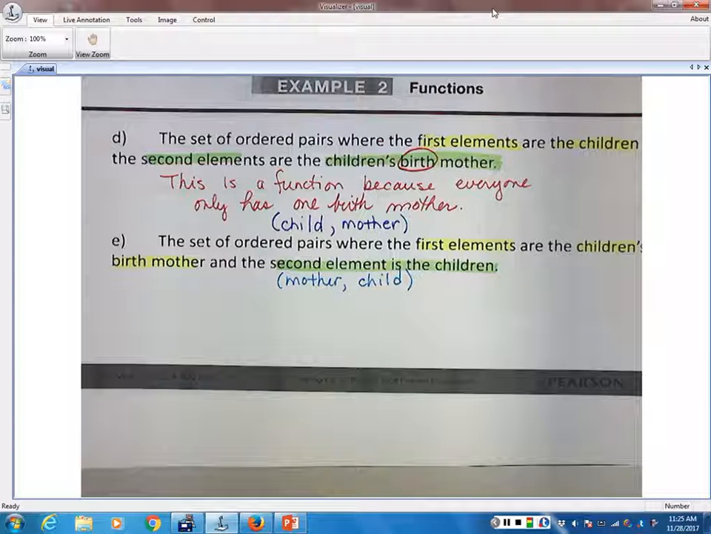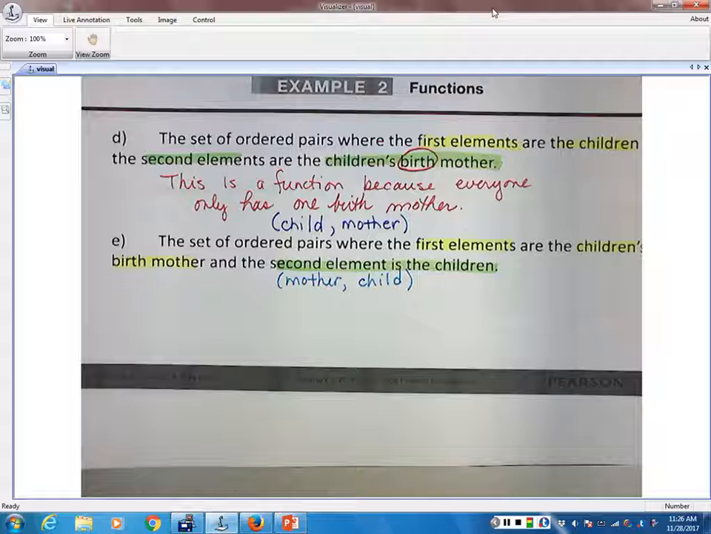Does that constitute a function? No. Why not? Because the mother can have more than one child. That's exactly right. The mother is the domain value. The mother is the one that is producing children, but every mother can produce more than one child. And some mothers don't produce any children, which I guess technically means they're not a mother.